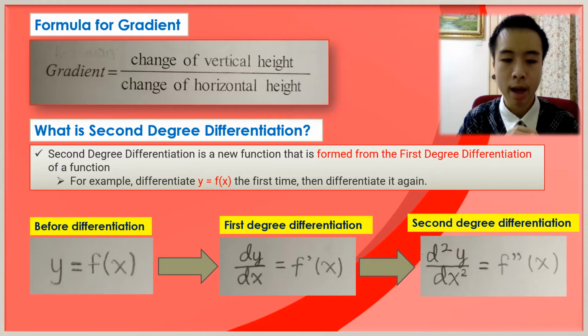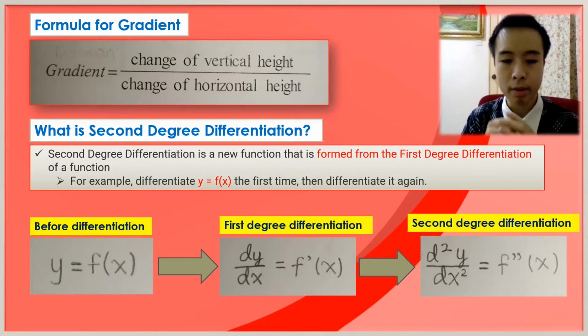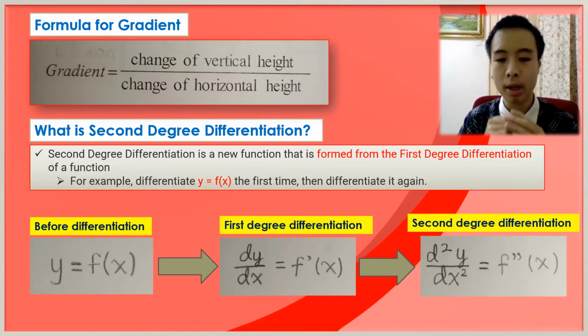As you can see here, before differentiation, the equation is y equal to the function of x. When the first degree differentiation is done, the equation becomes dy over dx equal to f prime x. And when the second degree differentiation is done, we get the equation d square y over dx square equal to f double prime x.